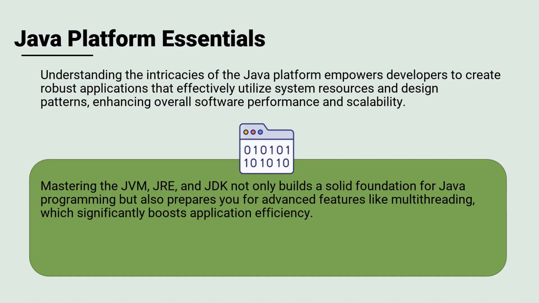In summary, the Java platform consists of three main parts: the JVM, which executes Java bytecode, the JRE, which provides the necessary environment for running Java applications, and the JDK, which offers the tools needed for developing them. By mastering these components, you are well on your way to becoming proficient in Java development.